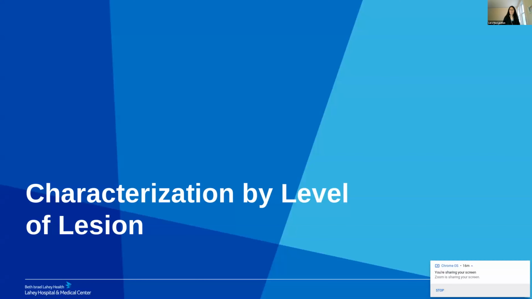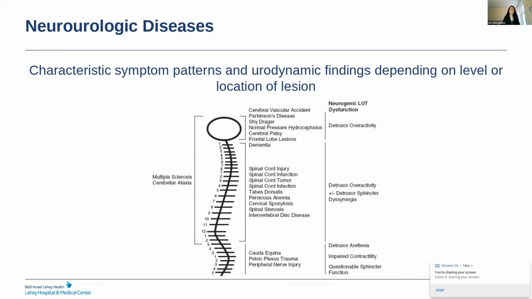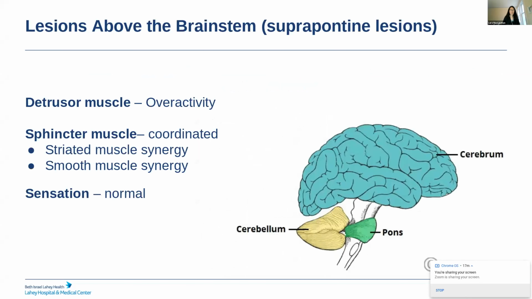So let's talk now about the characterization of voiding symptoms by the level of the lesion. The reason I broke it up this way is because there are very characteristic symptom patterns and urodynamic findings that are dependent on the level or location of the lesion. And so generally speaking, we're talking about above the pontine micturition center, and then between the brainstem and the sacrum, and then below the sacrum. So let's break that down even further.